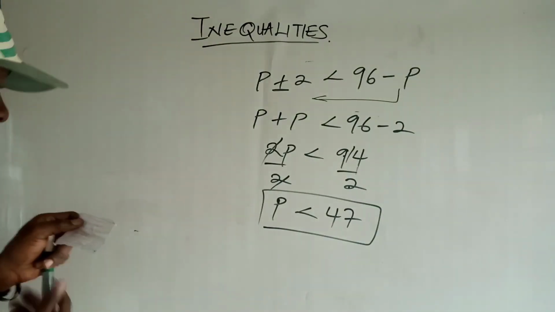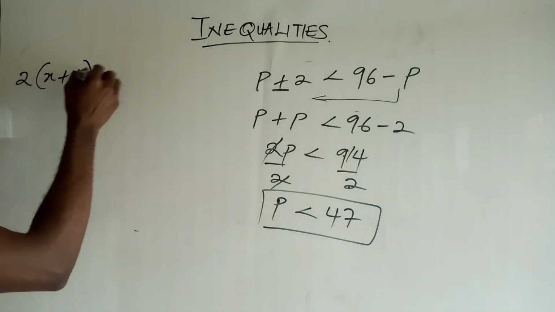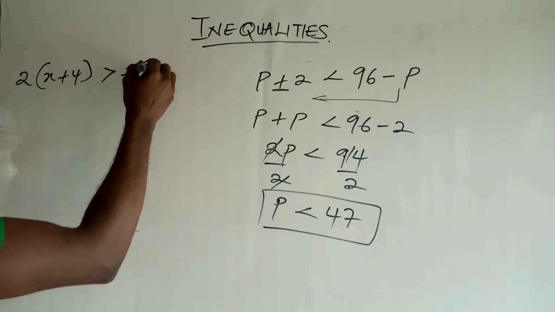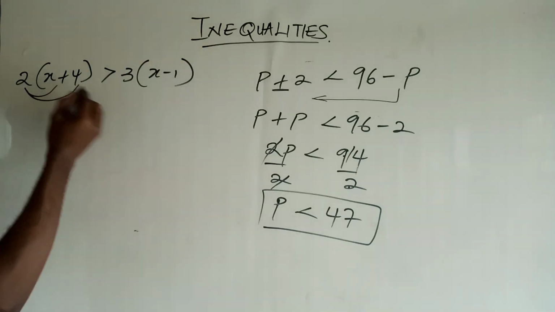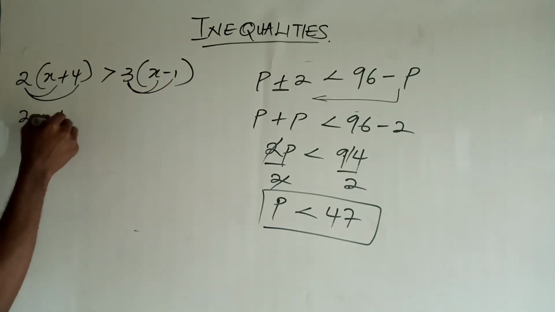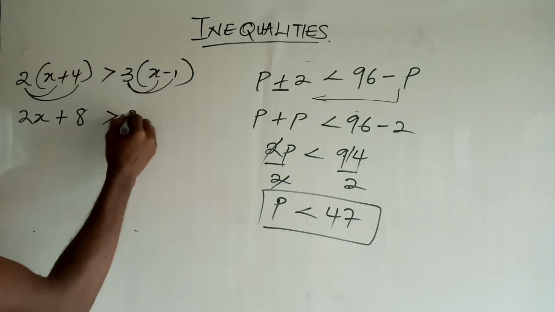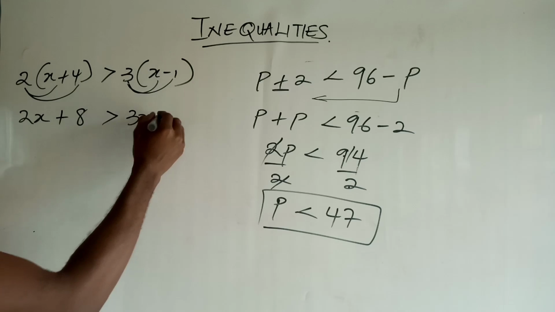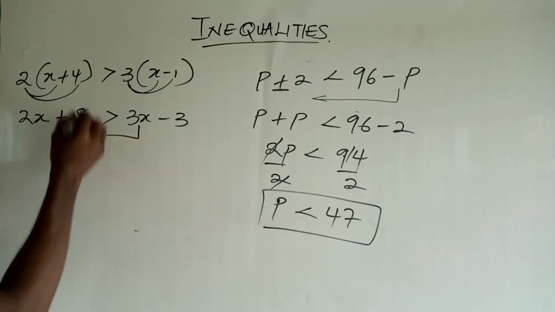So question number 5. Question number 5 says 2 into x plus 4 is greater than 3 into x minus 1. Now in this case, you want to distribute with 2 here and with 3 right here. So 2 times x is 2x, 2 times 4 is going to give me 8, greater than 3 times x is 3x, 3 times negative 1 is negative 3. So you want to collect like terms here. Take this guy to this side and take this guy to this side.